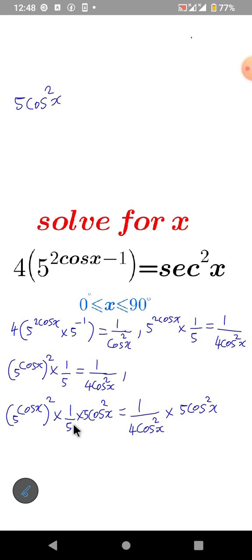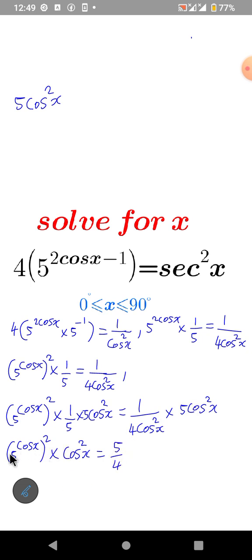Now from here, 5 will divide 5, so we'll now have something like this. We'll say 5 raised to the power of cos x all squared times, 5 divided by 5 is already out, times cos square x equal to, now cos square x will divide cos square x here. Now we are left with 5 over 4 here, so we see 5 all over 4.